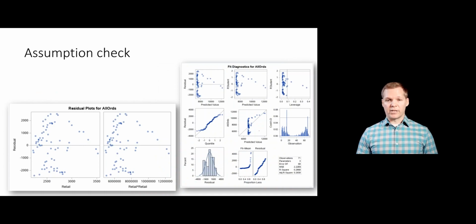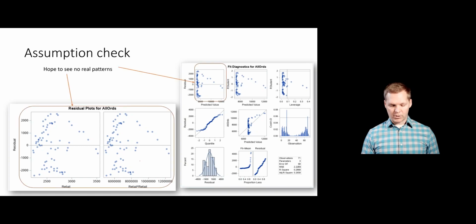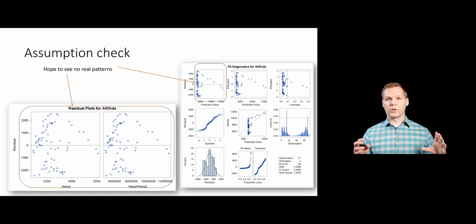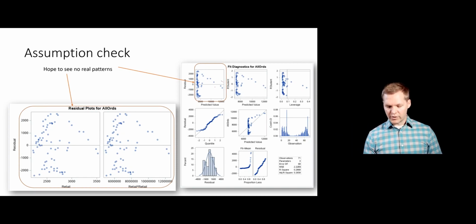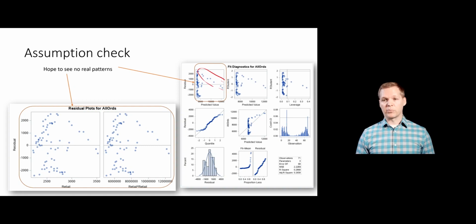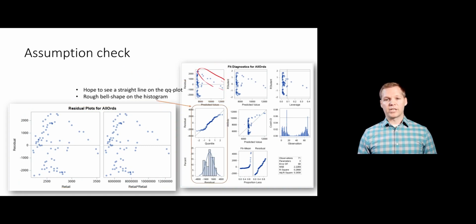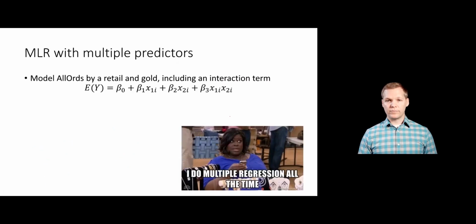As always, we should check our assumptions. We should see roughly no patterns in all of these plots here, so just lines or values that are spread out. We do see a little bit of a trend over here, but other than that, things are looking pretty good. And just like before, we hope to see a straight line in what we call a QQ plot here. We hope to see a rough bell shape down at the bottom. Things are looking okay on that front here. So that's an example of a curvilinear regression model.